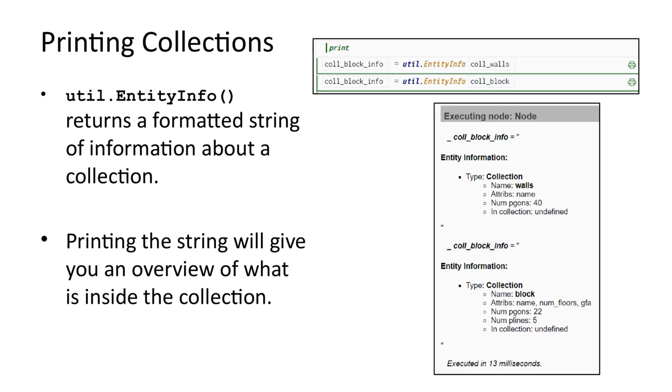The util.entityInfo function can be used to understand what is inside your collection. In the example, we can see that the function has been called 2 times. Once for the walls collection and once for the block collection. The walls collection contains 40 polygons. The blocks collection contains 22 polygons and 5 polylines.